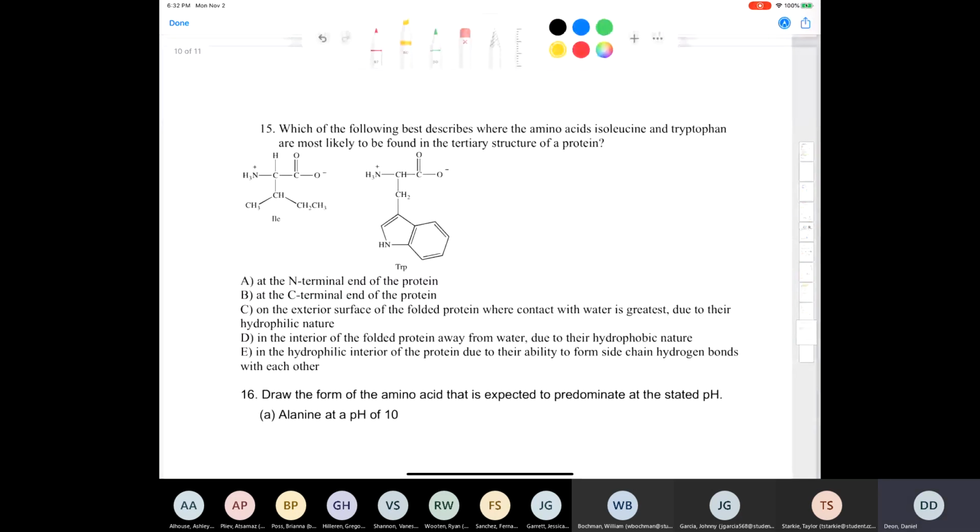Okay, number 15. Some of these questions I might need to help you out with. Which of the following best describes where the amino acids isoleucine and tryptophan are most likely to be found in the tertiary structure of a protein? So let me help you out with this. Let me ask you this question a different way. The 2 R groups in isoleucine and tryptophan, would you say those are hydrophobic or hydrophilic?